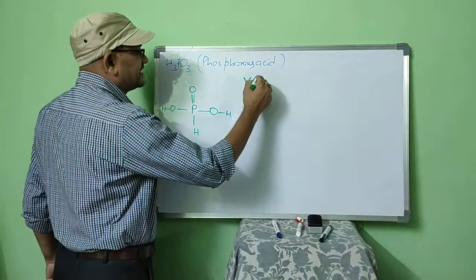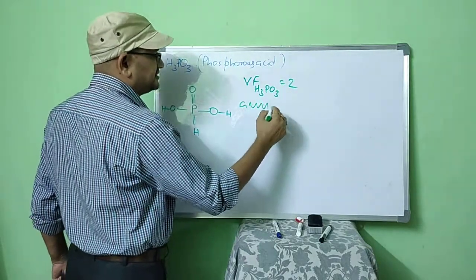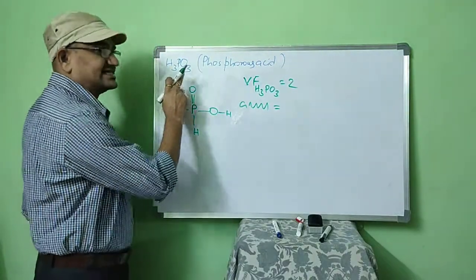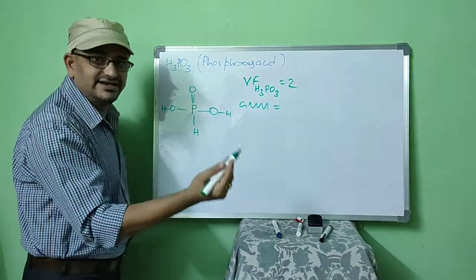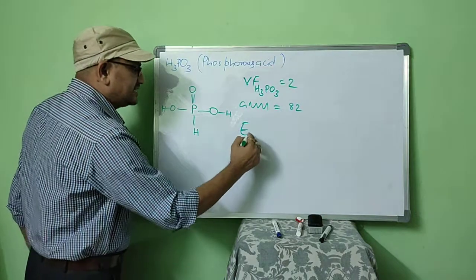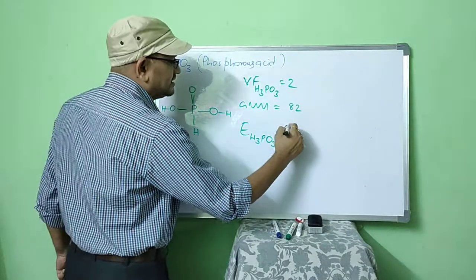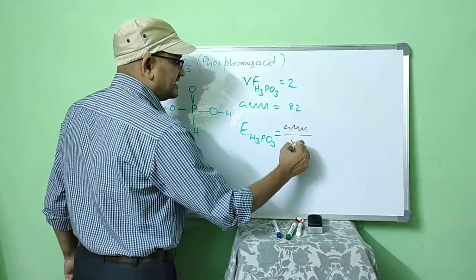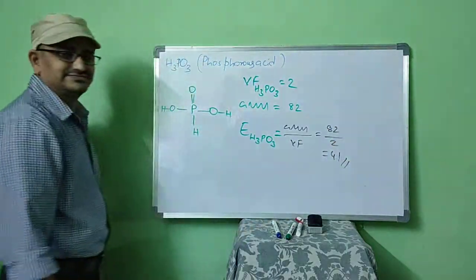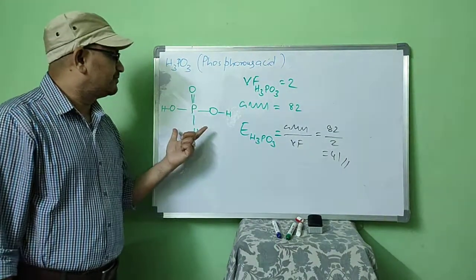So the valency factor of H3PO3 is 2. The gram molecular mass of phosphoric acid is 98. Here one oxygen is less, meaning 16 less. So 98 minus 16 is 82. Right? So the equivalent mass of H3PO3 can be calculated as molar mass divided by valency factor, that is 82 by 2, which is nothing but 41.